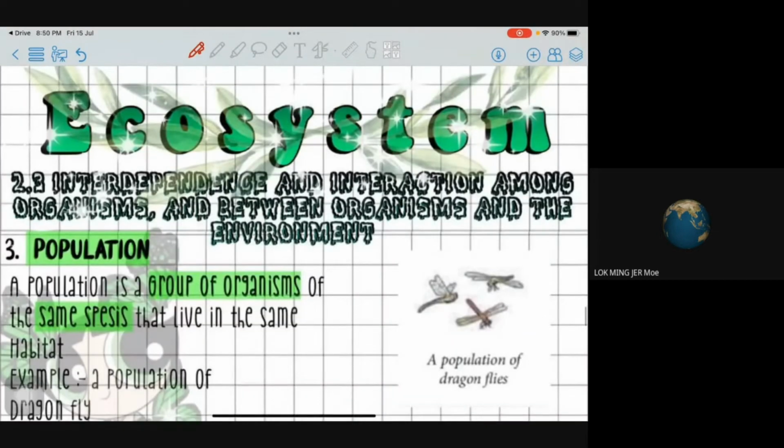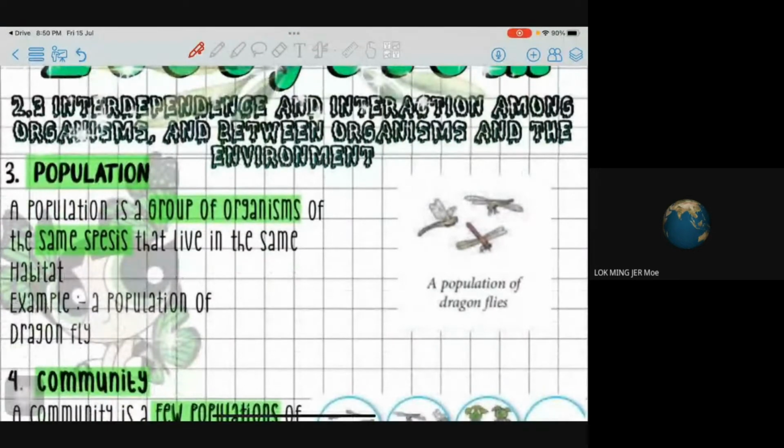Okay, so move to number three. Number three is what is population. Normally students write it down wrongly because they confuse the species and population. Again, species is what? The dragonfly. I mean the meaning of the species just now.